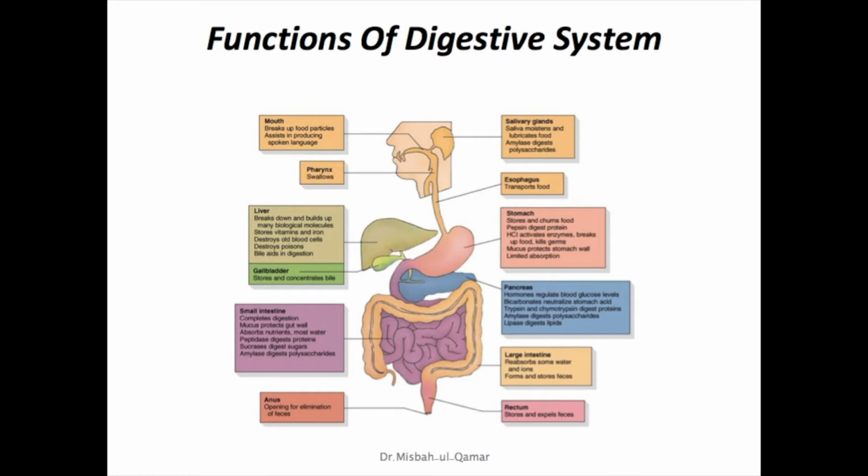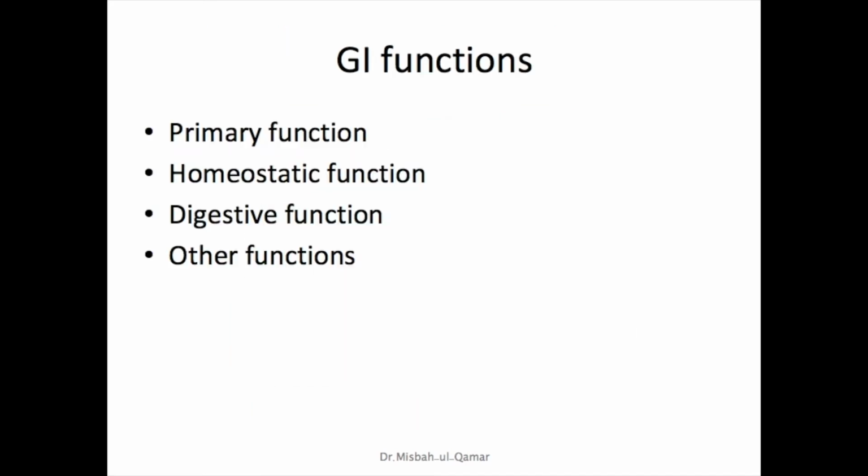Now let's move along to our academic goals by preparing you for a university question. The primary function of digestive system is to serve as a portal whereby nutrients, water, and electrolytes can be absorbed into body's internal environment. While the homeostatic function of GIT consists of ingestion and digestion of food for the energy generation to sustain life.